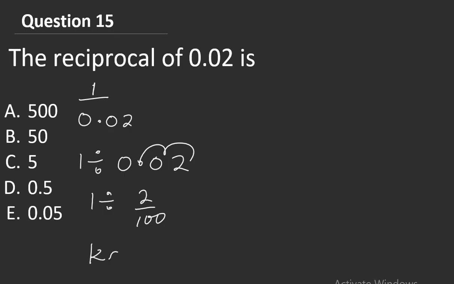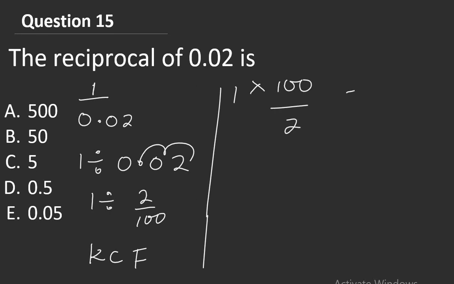We use the law KCF. Keep the 1. Change the division to times and flip. 100 goes up, 2 comes down. 100 divided by 2 is 50. So the reciprocal is 50, which is option B.